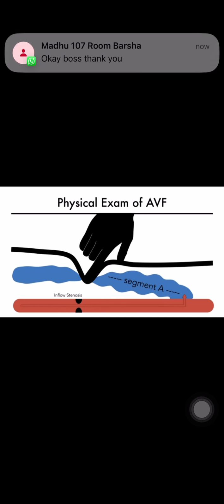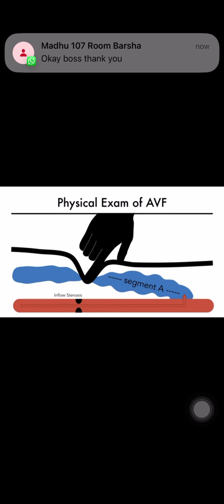If there is an arterial inflow stenosis, the inflow into the fistula is reduced, and that decreases the degree of filling or hyperpulsatility of segment A. In other words, there is reduced pulse augmentation of segment A. Based on the amount of augmentation, the severity of inflow stenosis can be gauged.